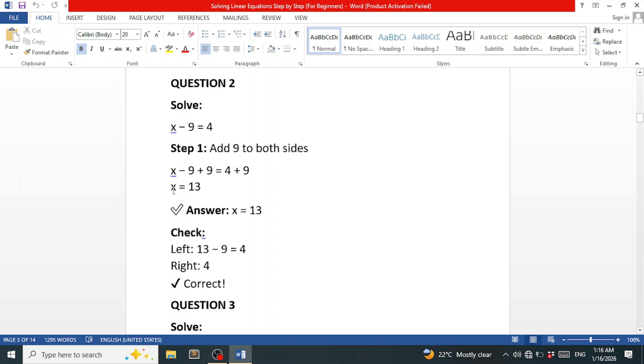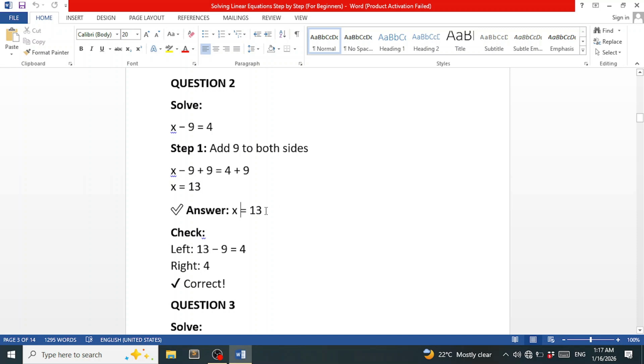Then 4 plus 9, you can do this on your calculator if your education system allows that. But if it doesn't, this is very simple to get. 4 plus 9, you're going to have 13, okay? So the value of x is 13. This is the answer, okay? When you are doing your exam, by the way, your answer is going to end here, okay? So the answer: the value of x is equal to 13.